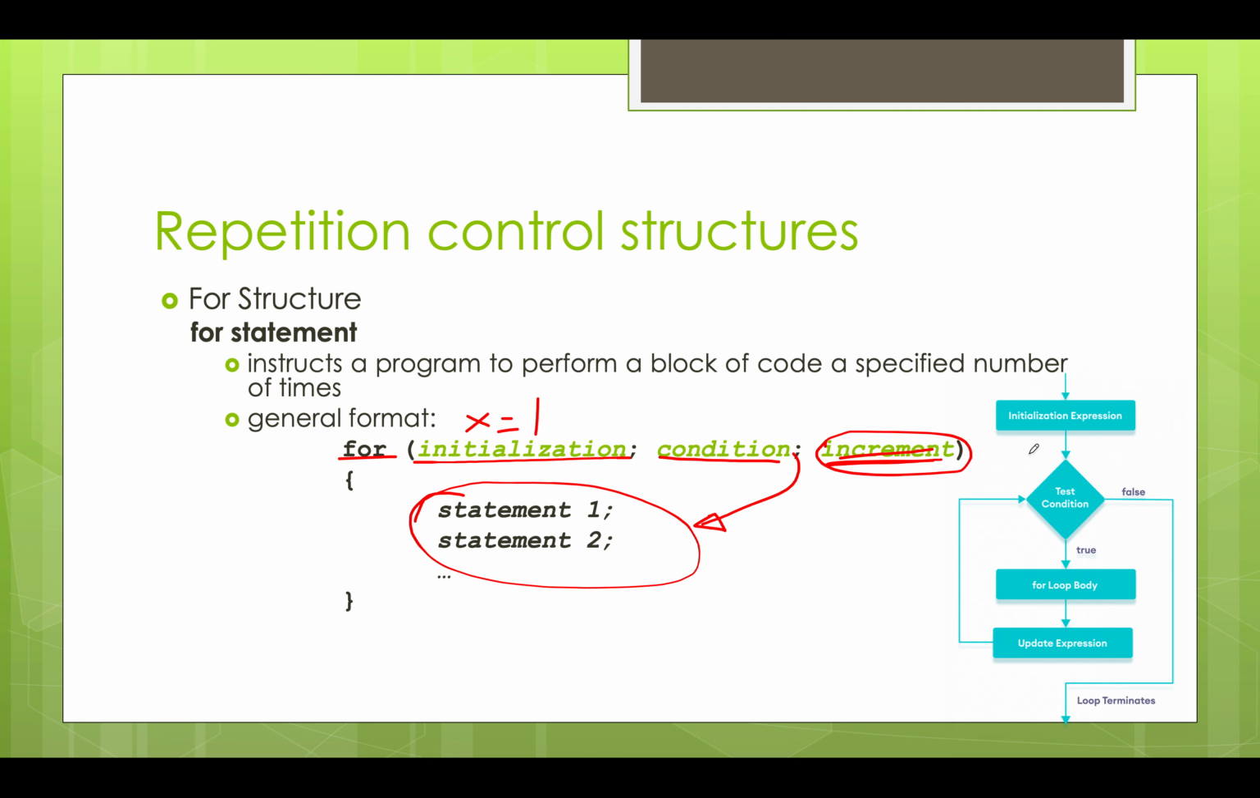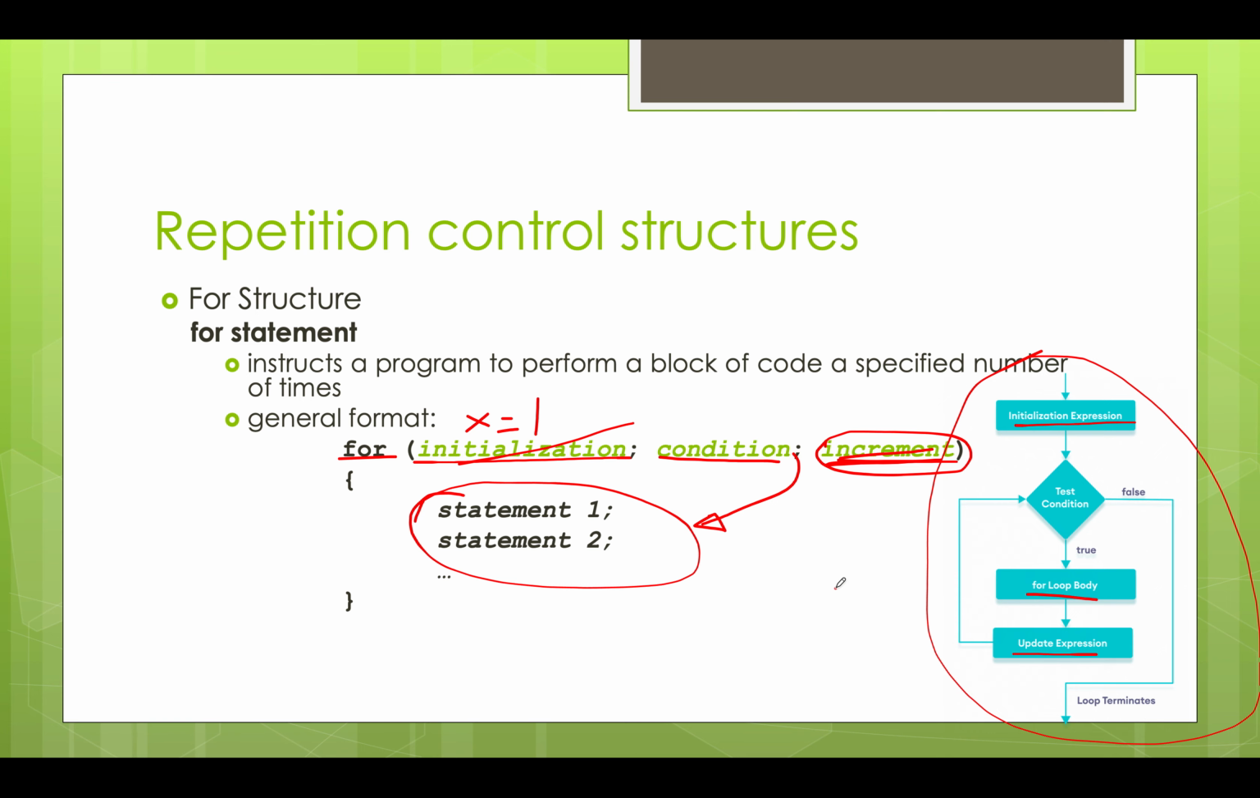Let's check the flow chart of the for loop, or the for statement. We have the initialization expression, which is the initialization part. Then it will test the condition. If it's true, it will loop the body. After looping the body, it will update the expression, so increment. It will go back and loop again as long as it's true. If it's false, it will go out and terminate the program.